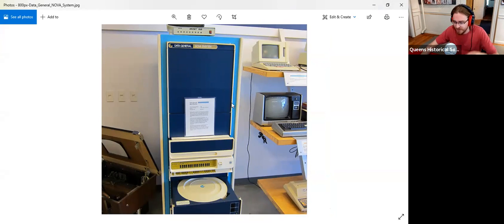But on this computer, you can actually see that white circular disk at the bottom is actually a hard drive. That would have probably been less than a megabyte, but still a revolutionary way of storing data.